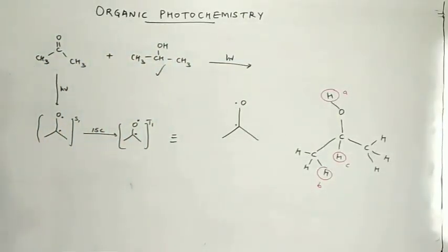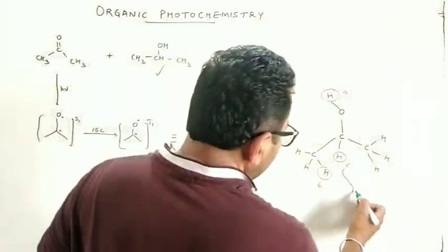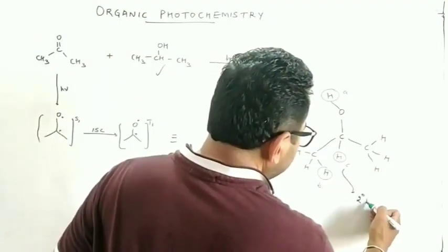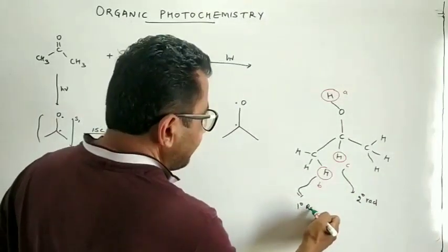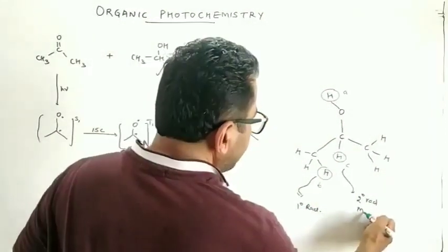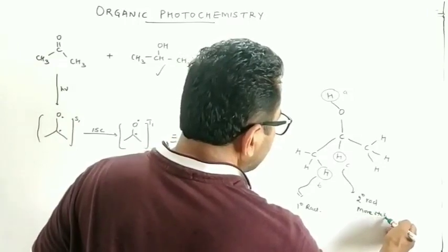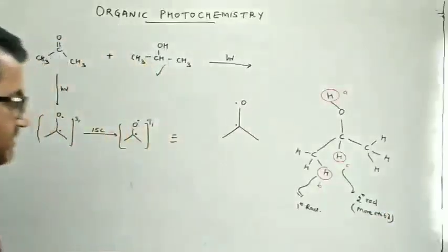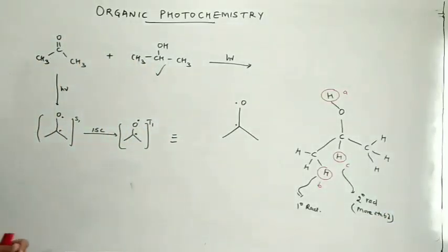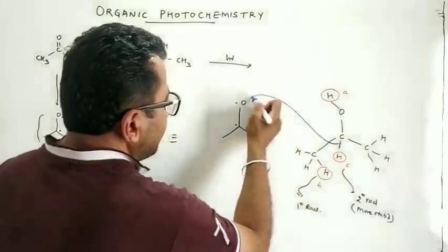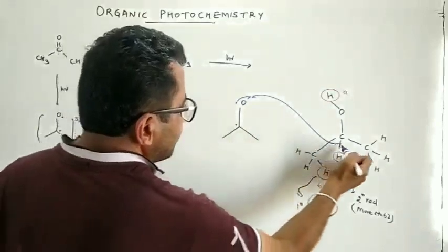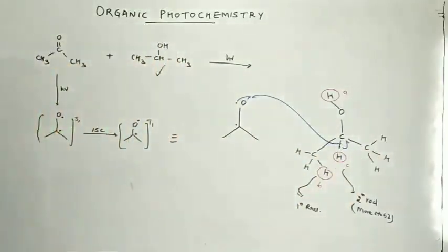Now if it abstracts B, we get a 2 degree radical. If this hydrogen is to be removed, we get a 1 degree radical, and we know that a 2 degree radical is more stable. It means it will abstract from the 2 degree carbon, this C carbon. So there are 2 electrons, one will be abstracted by this and the second moves to carbon.